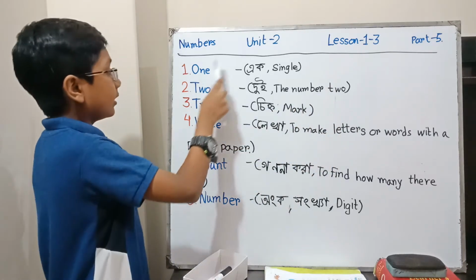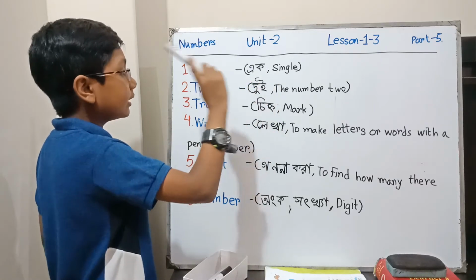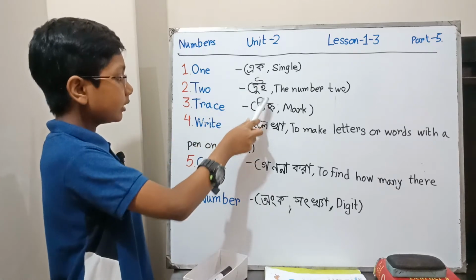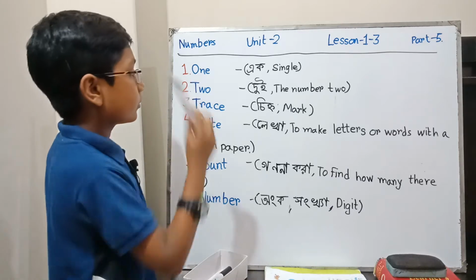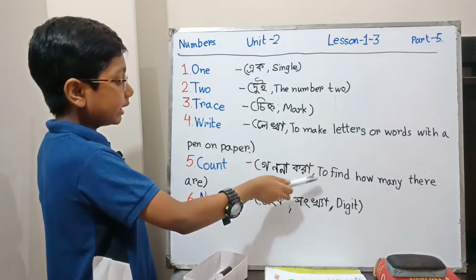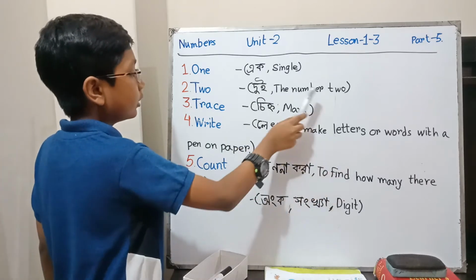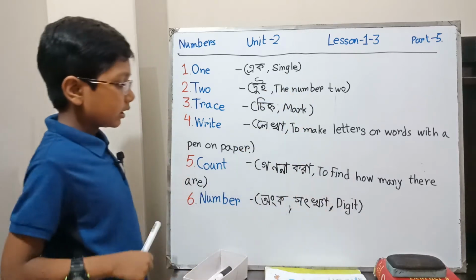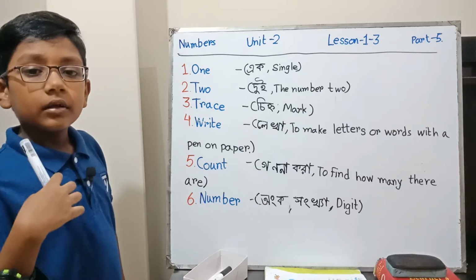So here, this black ink is the meanings of the word, but this is the Bangla meaning, so don't make it the English meaning. Remember that. And here, these are English meanings. Here, here, here, here, here, and here. There are 6 word meanings.